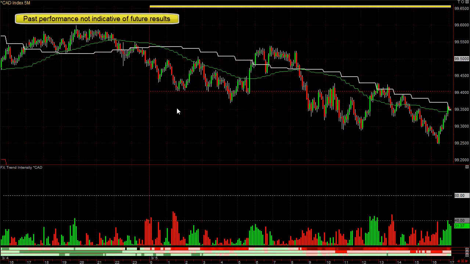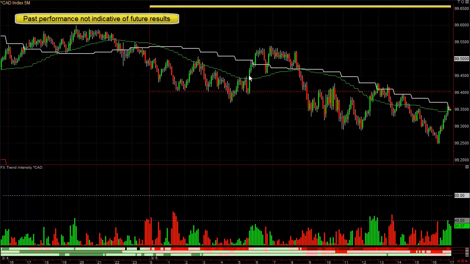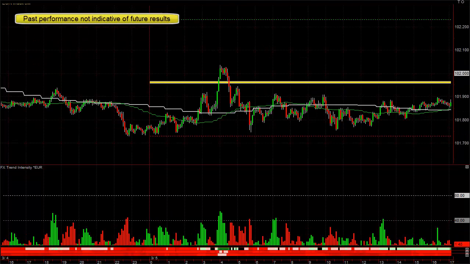Here's the CAD, and notice this one had a false breakout right here underneath the previous day's low. When you have false breakouts and they come back up and they kind of chop around and then bust through the highs of that bar at 5:40 right here, it's an excellent time to buy the CAD versus whatever's the weakest between 5 and 6. So let's take a look at some of the other ones between 5 and 6.